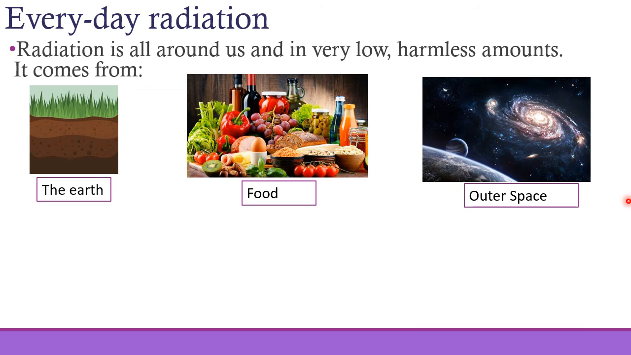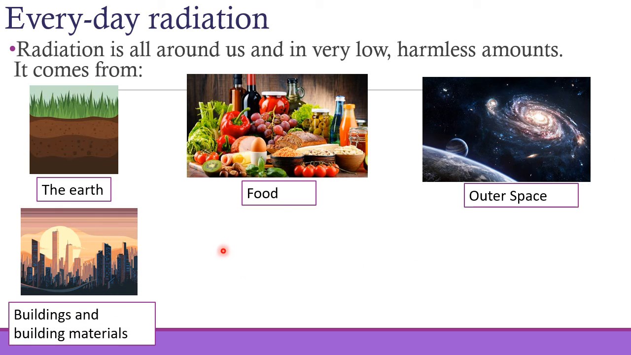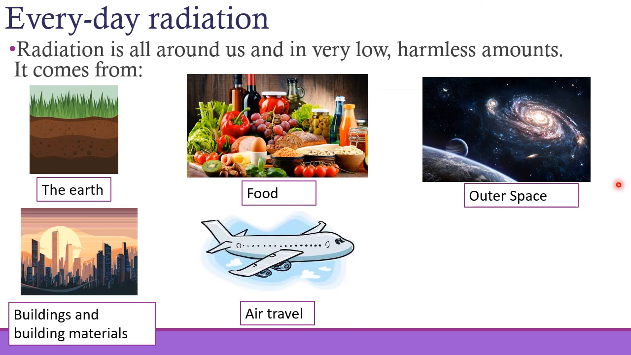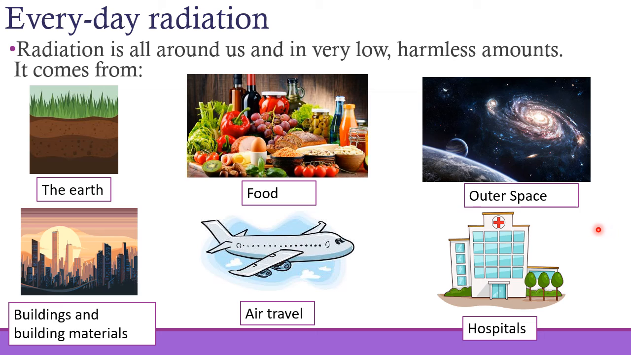Food contains unstable elements which emit radiation. Outer space. Now, radiation can pass through lots of different materials and mediums. So radiation can travel from outer space and into our atmosphere. Buildings and building materials. Air travel. Lots of unstable atoms are given off during air travel and emit radiation. And the last one could be hospitals. Now, can you think of anything in a hospital which would use radiation? Have you ever heard of anything? And we'll come on to this later on in our unit, and we'll focus more on this little section here.